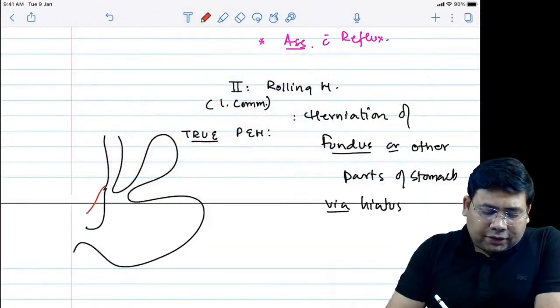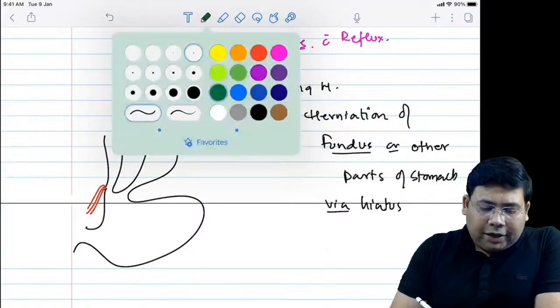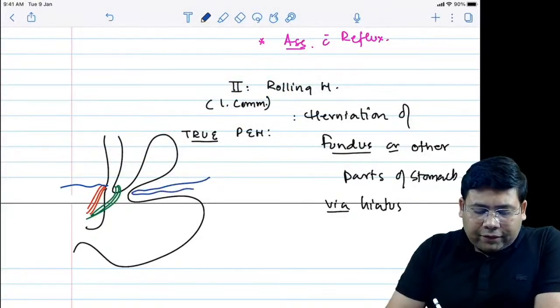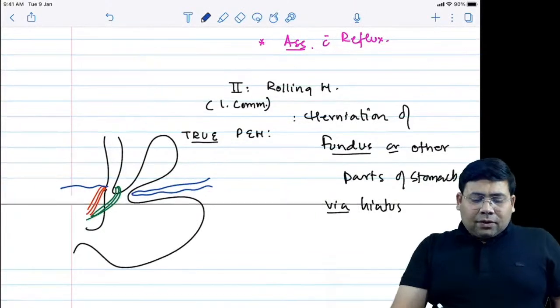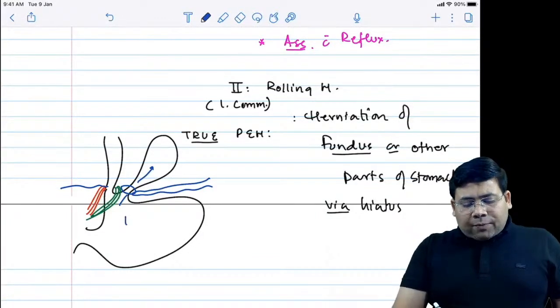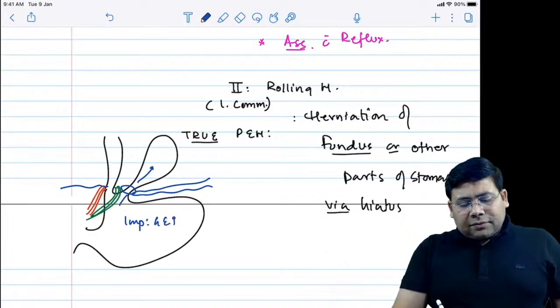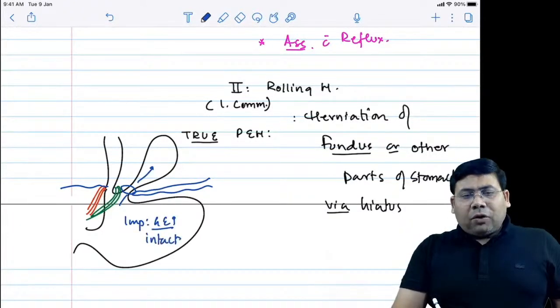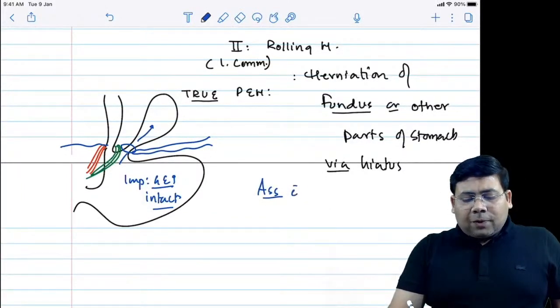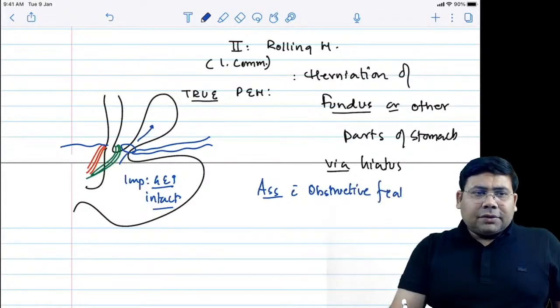You know, this is the right crest of the diaphragm. This is the left crest of the diaphragm. So basically, this is the hiatus. This opening is the hiatus through which it has gone up. So the important thing is the G junction is intact, and the fundus or the body has gone up. Now, this is associated with obstructive features.